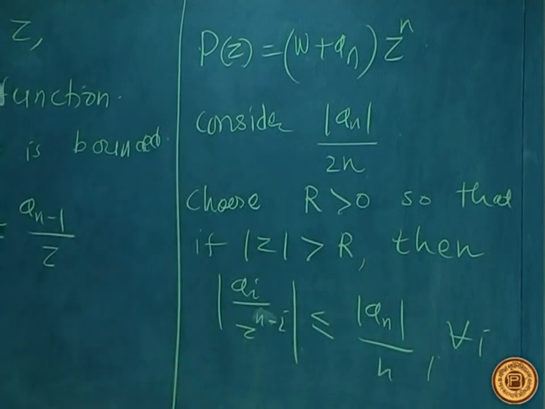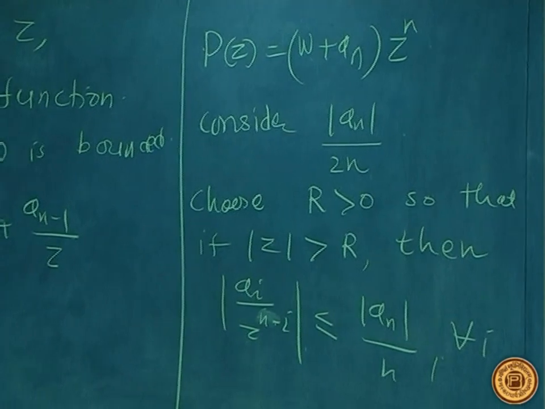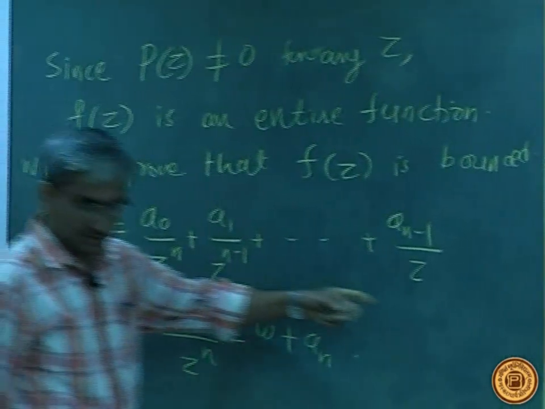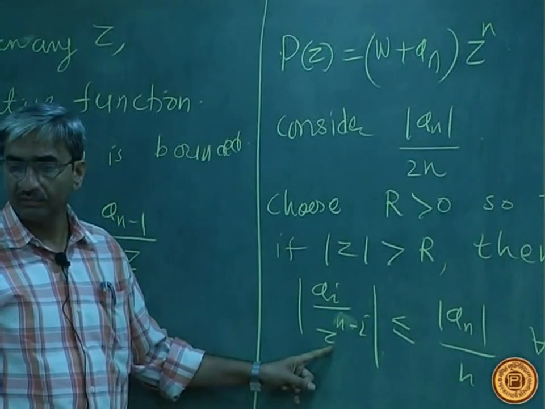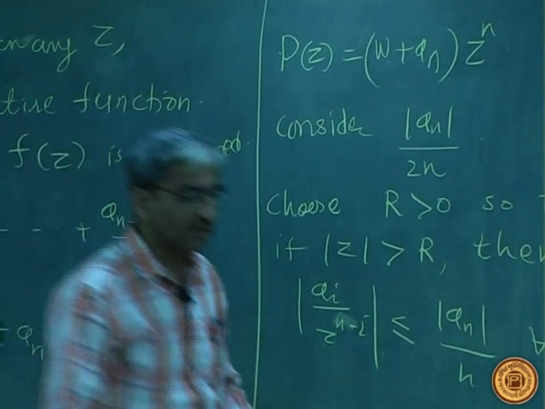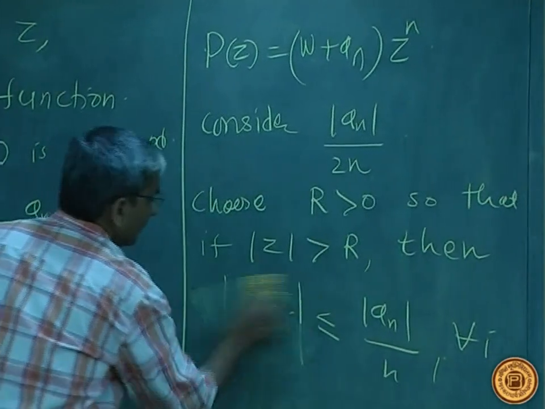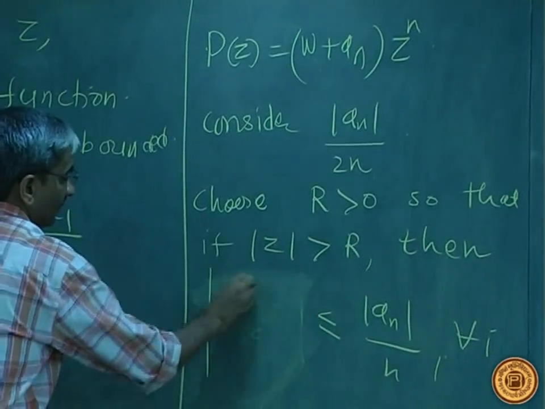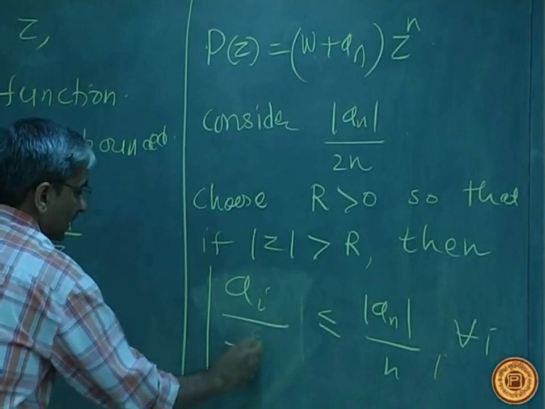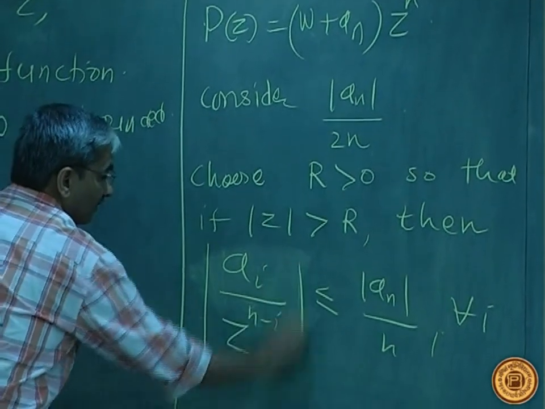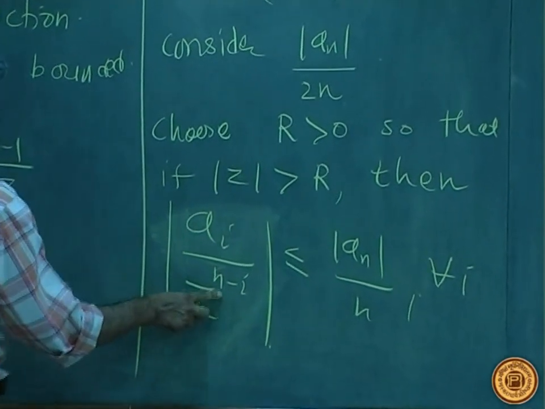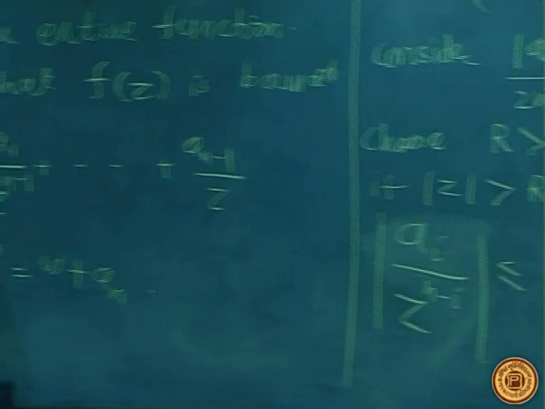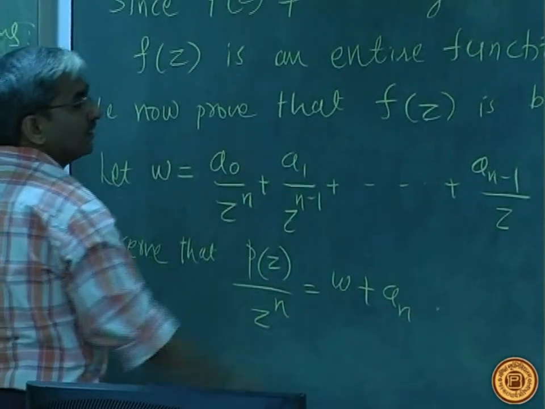See this again. I have written these terms only, mod a naught upon z to the power n. See, for i equal to 0, this is mod a naught upon z to the power n. Shall I write this slightly bigger? Mod ai upon z to the power n minus i. That is a naught upon z to the power n, a1 upon z to the power n minus 1. Precisely these terms, their absolute values.